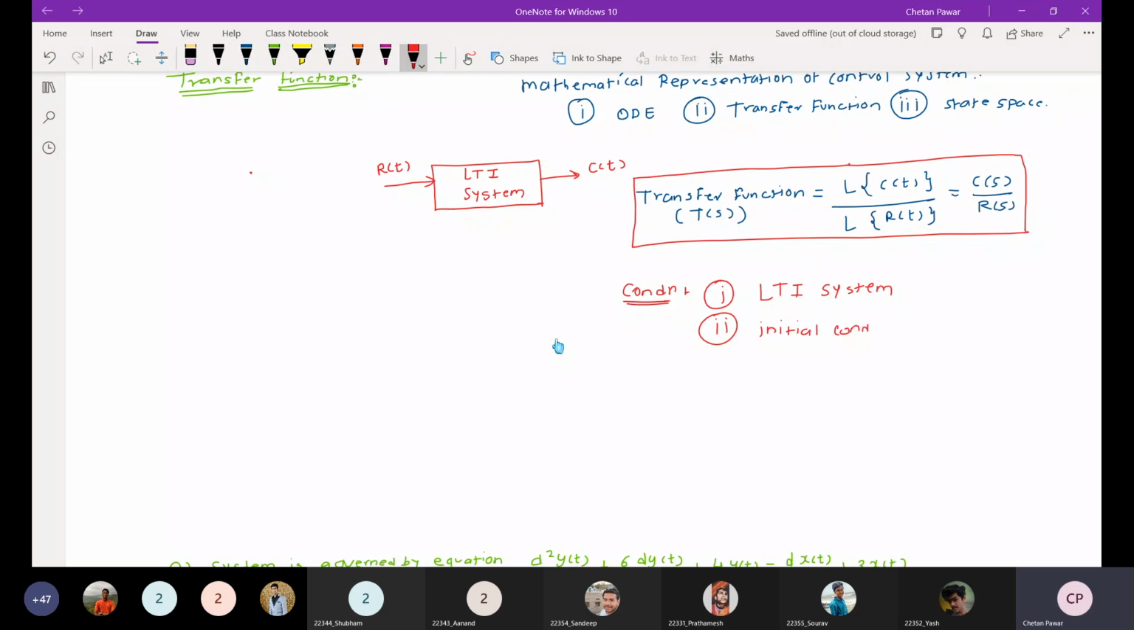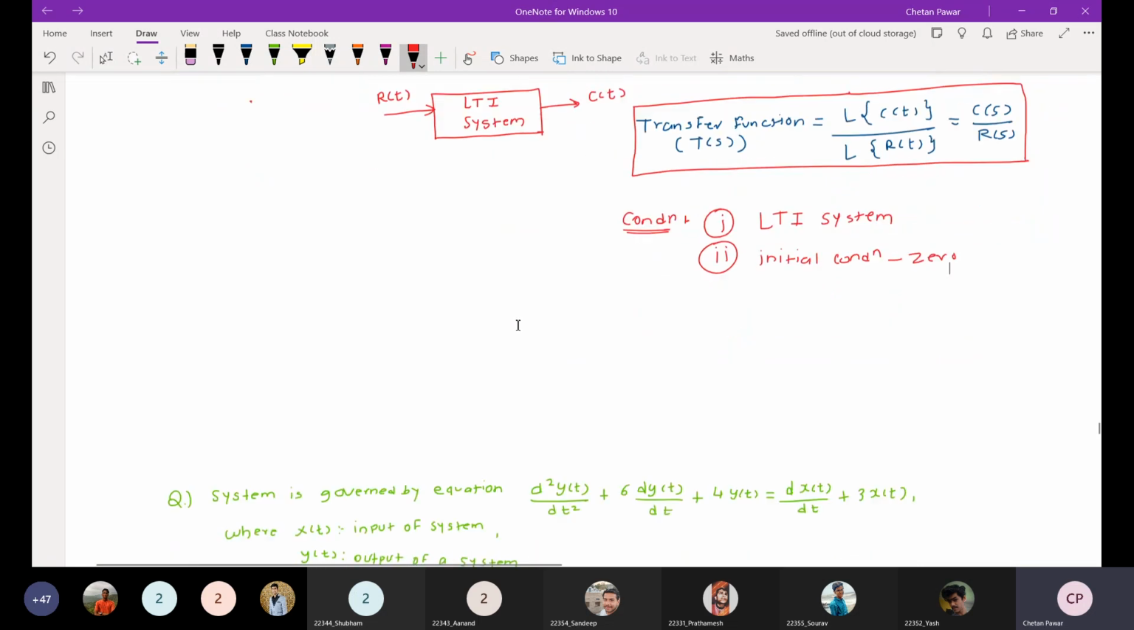The initial condition of the system should be 0. So what is meant by this? Initial condition should be 0. If I take a simple RC network here, a simple electrical control system, Vi is the input and V0 is the output. So two components are there, R and C.